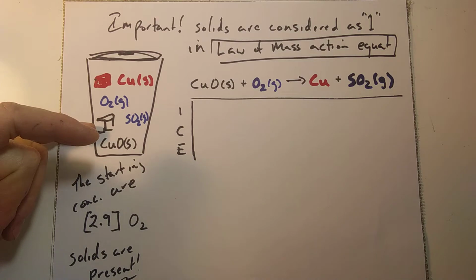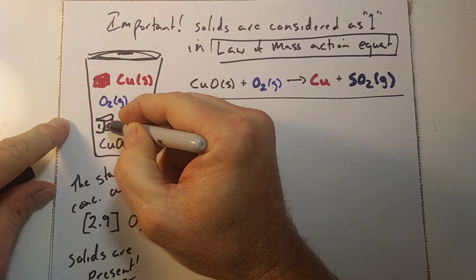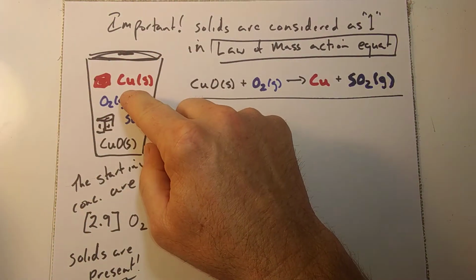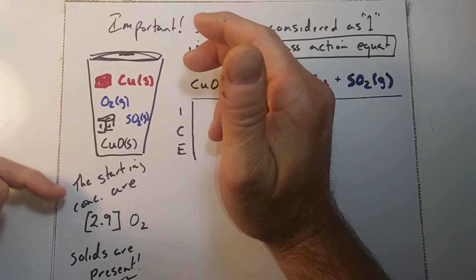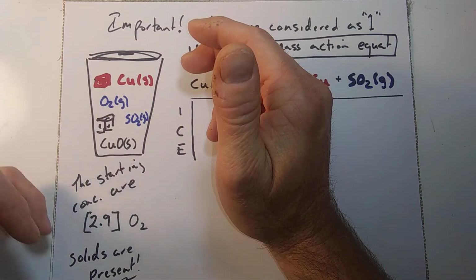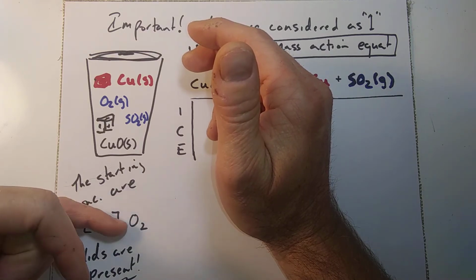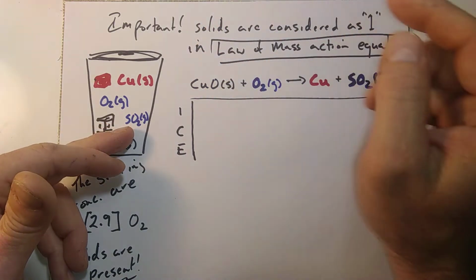The copper oxide here in black I've put into this picture. And this is a closed, sealed container. It has two gases that are going to be at equilibrium present. But in the question it said the starting point was we have 2.9 molarity or 2.9 concentration of O2. It did not say anything about the SO2, which is the product.